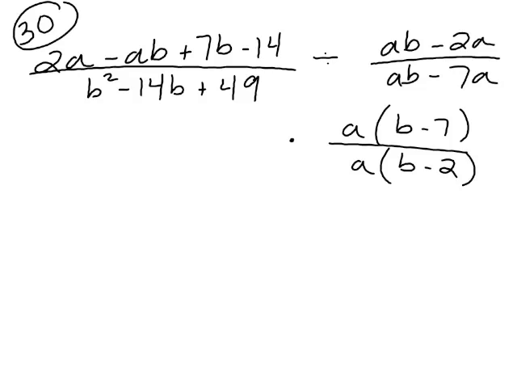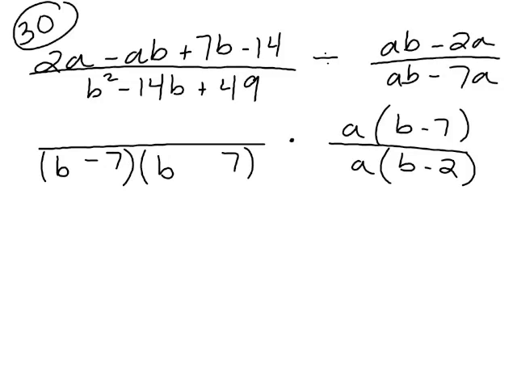Remember, that gives me a hint. I want to get a b minus 7 or a b minus 2 somewhere else on this other side to cancel things out. Let's start with this one on the bottom. B and b is b squared. 7 and 7 will give me 49. If they're both negative, then I have negative 14b.